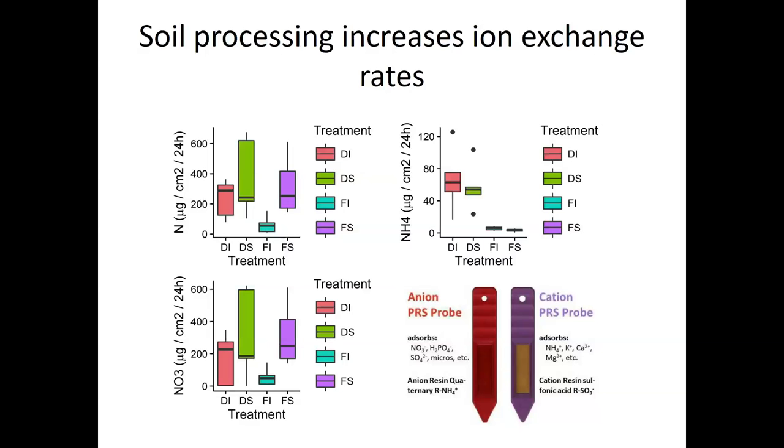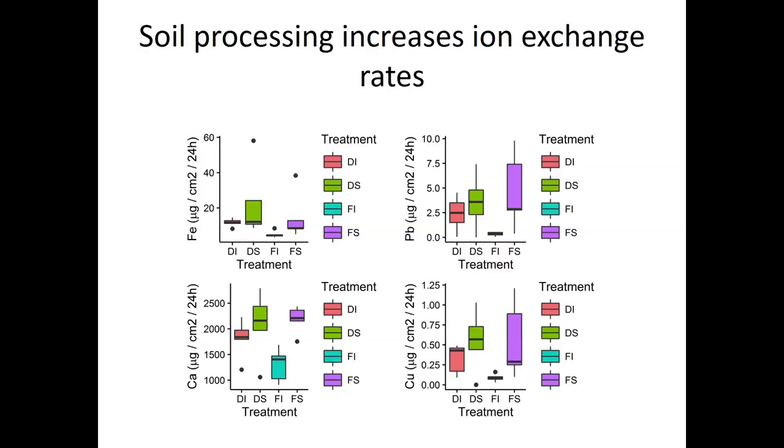And we can see a big increase again in the available nitrogen ion exchange rates within these different types of cores, and also a much bigger increase in the variability. So we think by homogenizing we might be reducing variability, but it seems that we might be releasing hotspots within the different cores that we take, and increasing the variability between our replicates. And this pattern followed on a range of other ions that I measured using these resin membranes. This is just a range of them, but the pattern is the same throughout these.